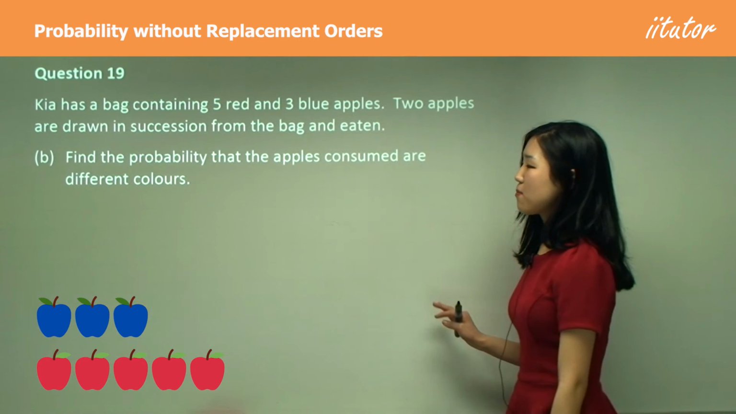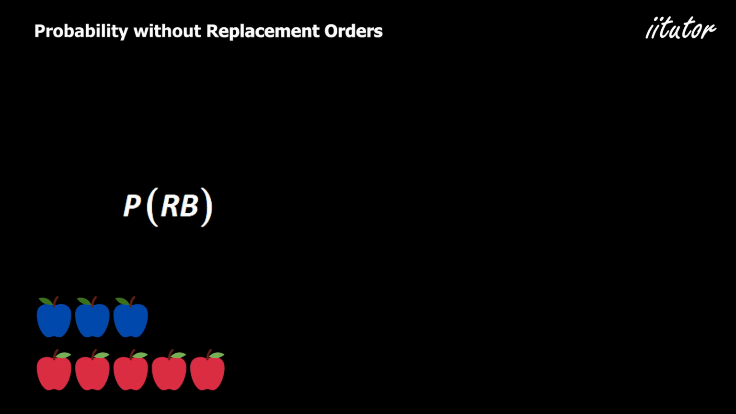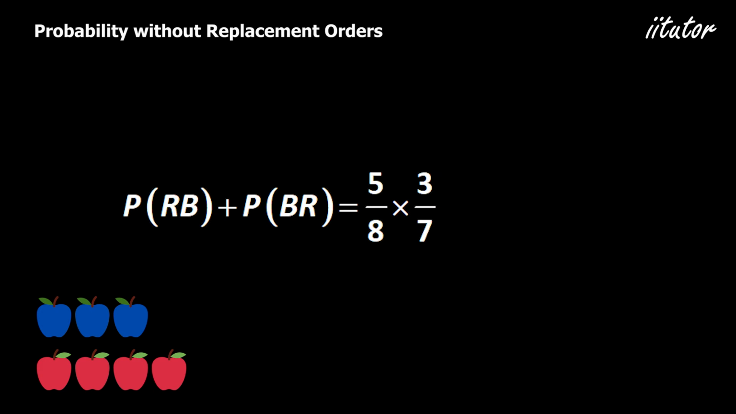Now B, find the probability that the apples consumed are different colors. So we can have red then blue, or blue then red. Red is 5 out of 8. And then the blue, there's 3, but it's not going to be out of 8, it's going to be out of 7 because I've already eaten 1, so we only have 7 to choose from.